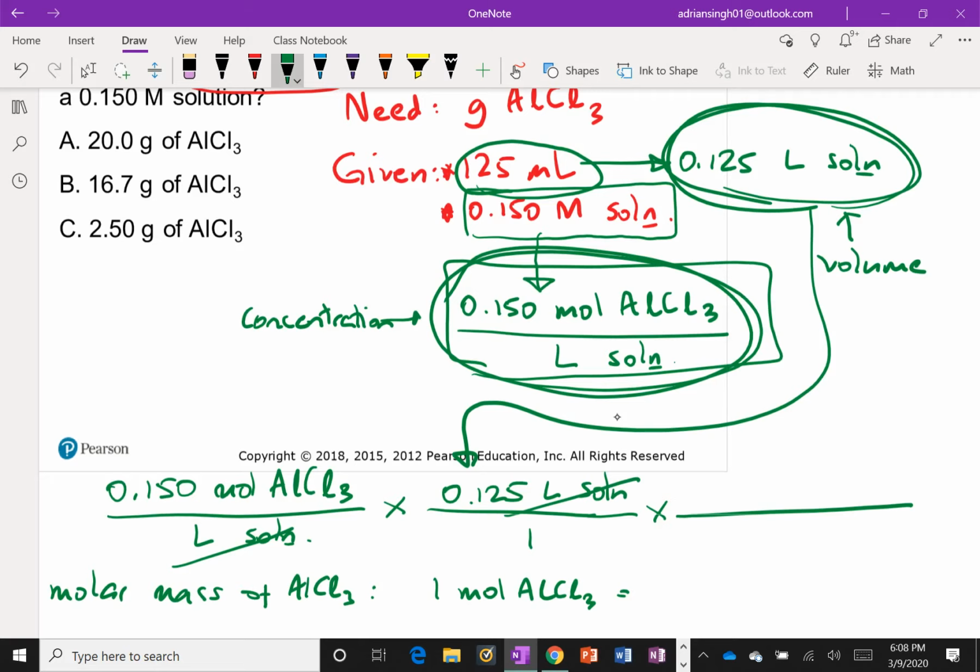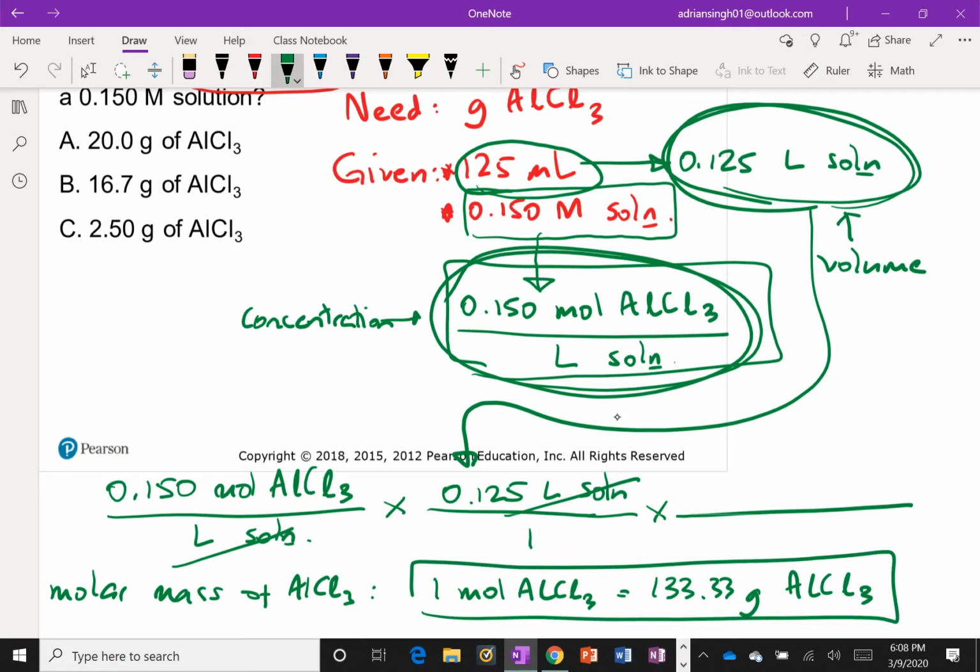What's the molar mass of aluminum? 133.3? Confirmation. 3 chlorines, 1 aluminum. Kayan, you're shaking your head, yes? Yeah? You got 133.33 grams of AlCl3, right? We've done this stuff before. We've calculated molar masses before.